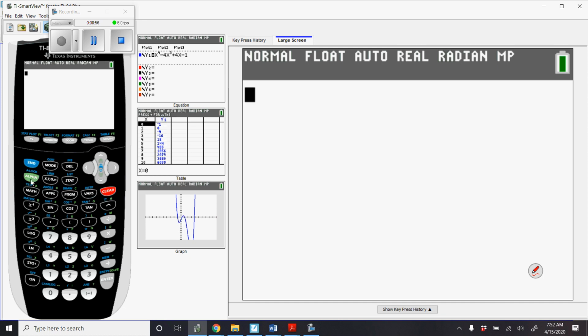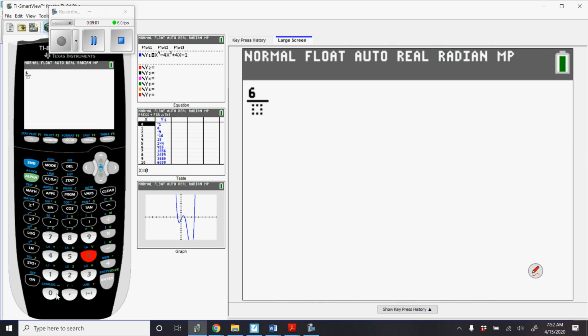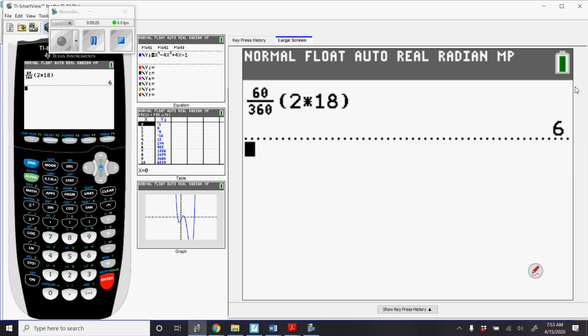So I had 60 over 360. And again, it's times 2 times pi times 18. Notice I don't type the pi into my calculator because I want to leave my answer in terms of pi. When I do that, I see the answer of 6. Now, 6 is not the answer. I have to remember to write the answer as 6 pi. Okay. Let's try another one.